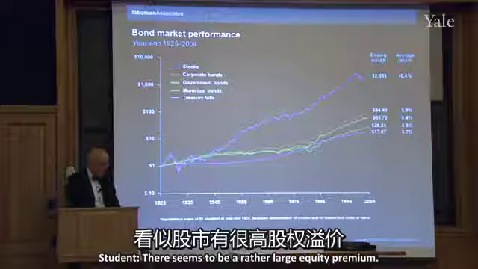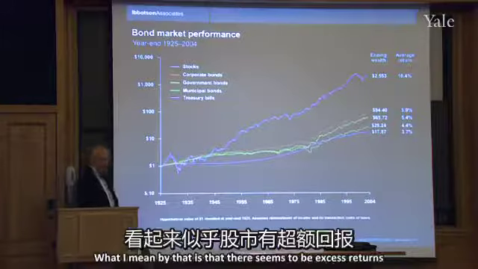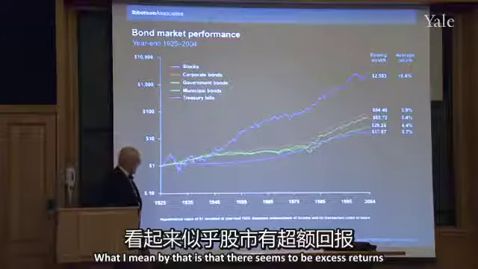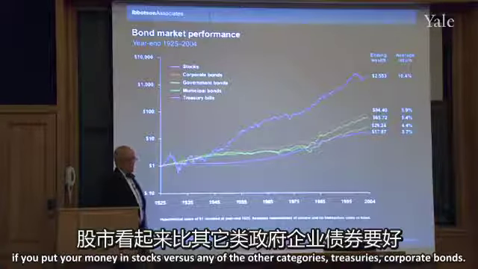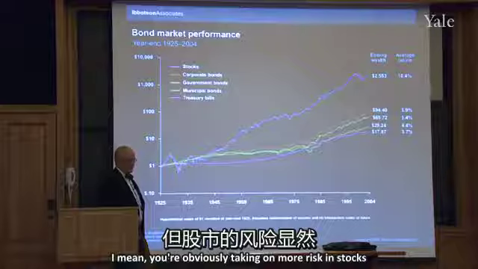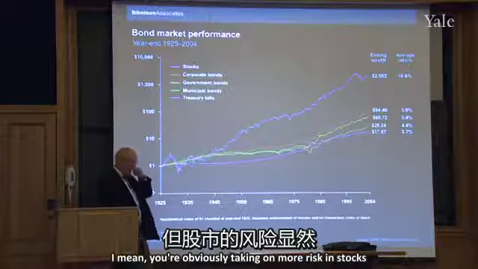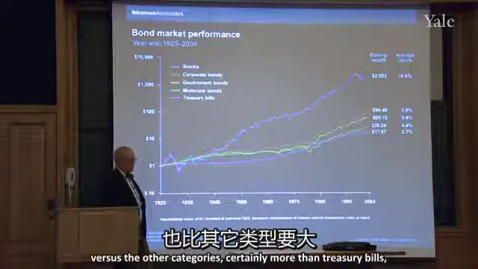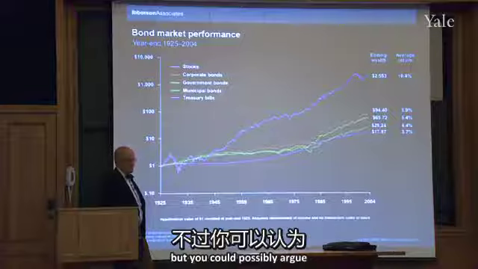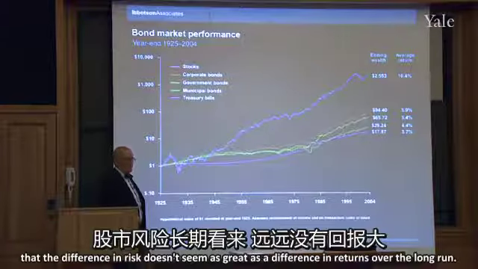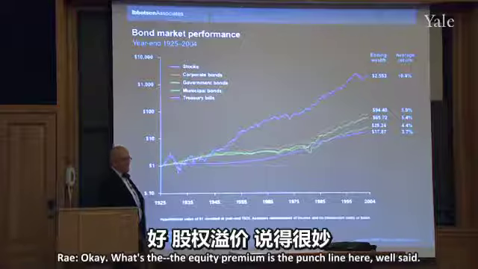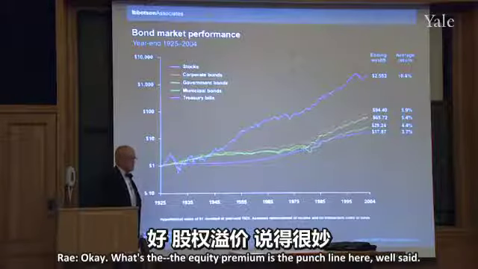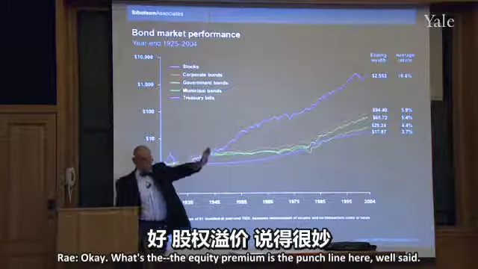There seems to be a rather large equity premium. What I mean by that is that there seem to be excess returns if you put your money in stocks versus any of the other categories, treasuries, corporate bonds. You're obviously taking on more risk in the stocks versus the other categories, certainly more than treasury bills. But you could possibly argue that the difference in risk doesn't seem as great as the difference in returns over the long run. And that's the equity premium, the punchline here.